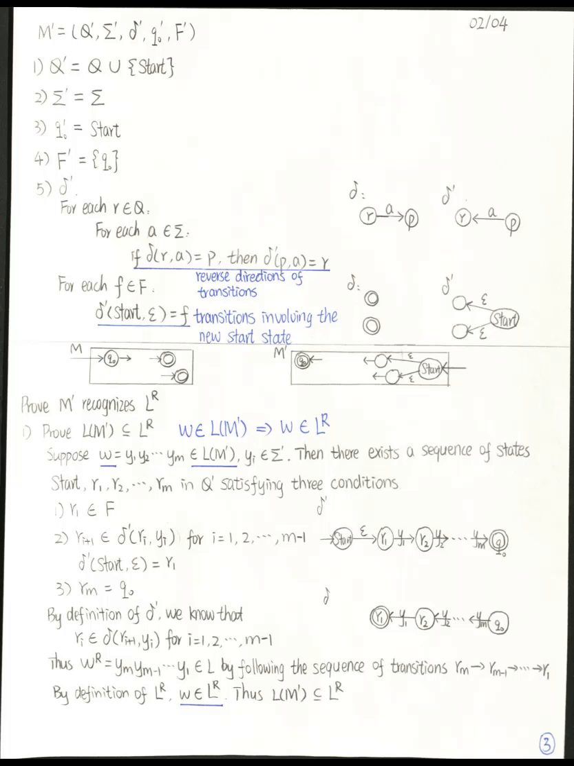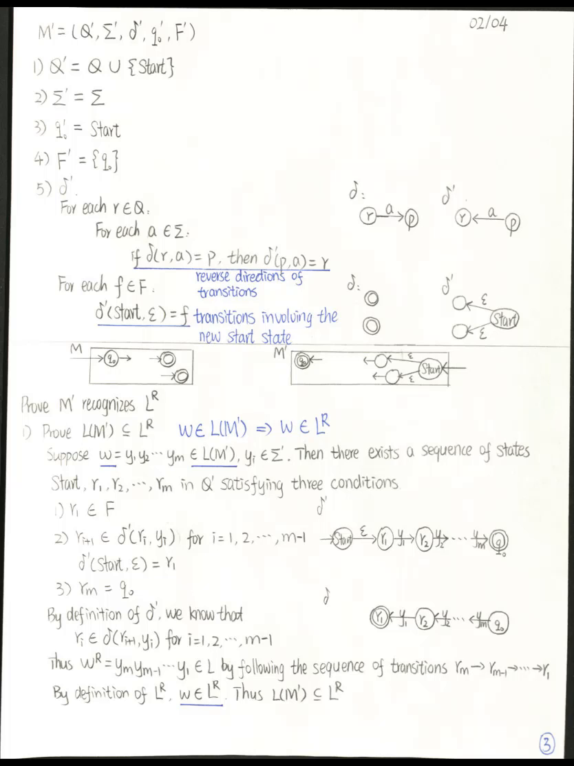Now for the transition function, remember we need to reverse the direction of each transition in my original machine. For each state, for each symbol in the alphabet, we need to define a transition for them. So if I have a transition from R to P by reading the symbol A in my original machine, I need to reverse that direction. That means I can reach R from P by reading a single symbol A in my new machine. And I do this for each state and each symbol.